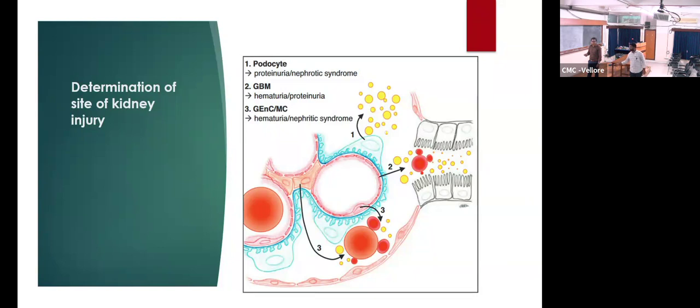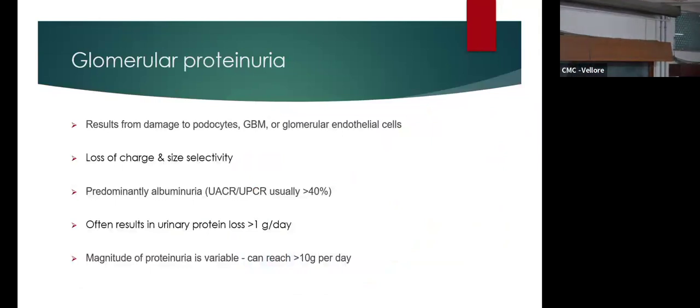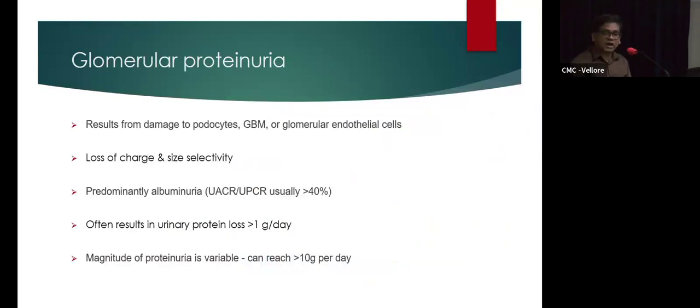If the injury is in the mesangium, the prominent finding will be hematuria, and the proteinuria will not be much. Glomerular hematuria results from damage to the podocytes, GBM, or glomerular endothelial cells, because of the loss of charge and size selectivity. It's predominantly albuminuria, as I told you, and ACR and PCR are usually more than 40%. It often results in urinary protein loss of more than 1 gram per day. Glomerular proteinuria can vary, and it can go above 10 gram per day.